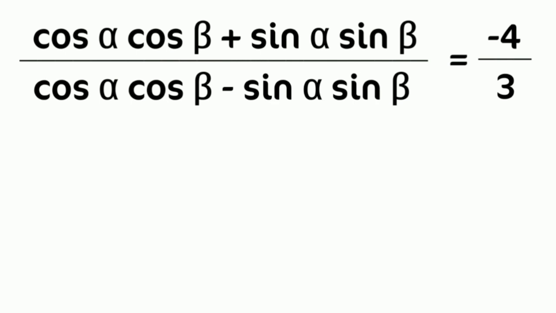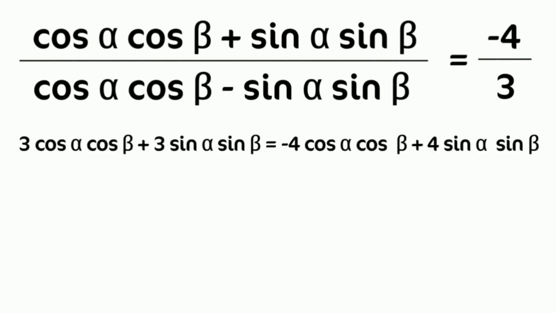So, cos(alpha minus beta) will be cos alpha cos beta plus sin alpha sin beta over cos alpha cos beta minus sin alpha sin beta equals minus 4 over 3. And then we simply multiply it diagonally till we get 3 cos alpha cos beta plus 3 sin alpha sin beta equals minus 4 cos alpha cos beta plus 4 sin alpha sin beta. It is plus because minus times minus equals plus.